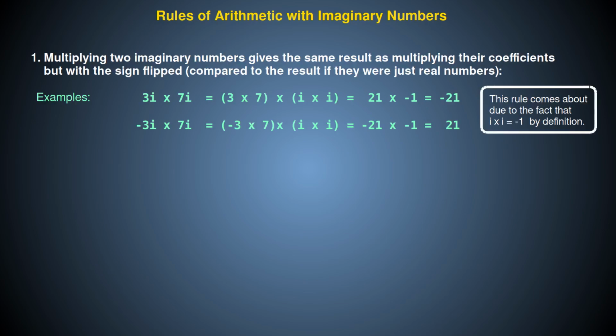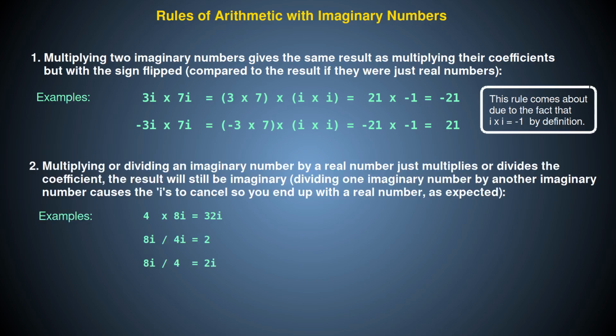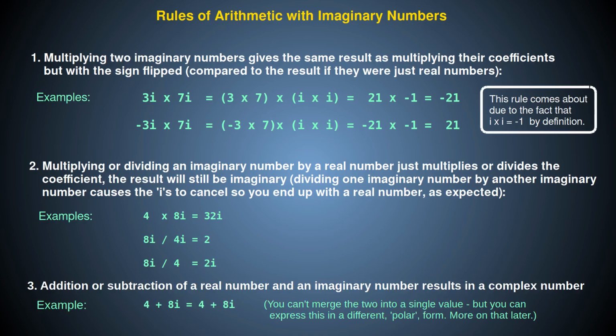So, to remind you, these are the rules for combining imaginary numbers. 1. Whenever you multiply two imaginary numbers, you perform the multiplication of the coefficients as normal, but you just multiply the result by -1 and drop the i's, so the result is no longer an imaginary number. 2. You can multiply or divide an imaginary number by a real number. The result will always be an imaginary number. Obviously, if you divide one imaginary number by another imaginary number, the i's top and bottom will cancel to leave a real number as the result. 3. You can't merge an imaginary number with a real number using addition or subtraction. You must keep them separate.